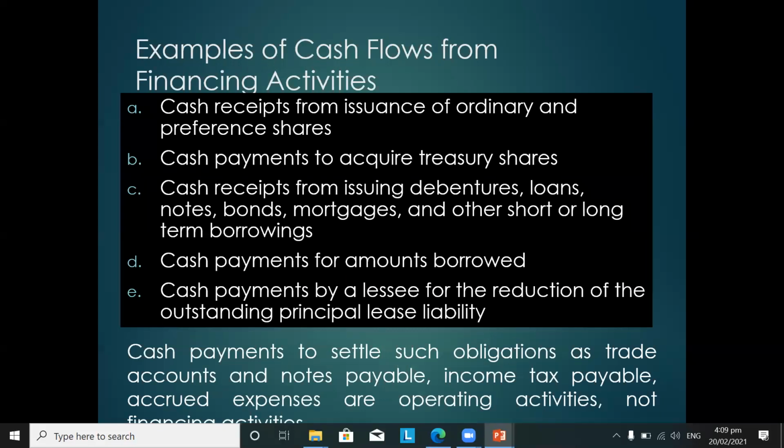So these are the examples of cash flows arising from financing activities. So based on the items included here, it involves shares, ordinary and preference shares, as well as payments of the amounts being borrowed, also payments by a lessee in the case of lease liability.